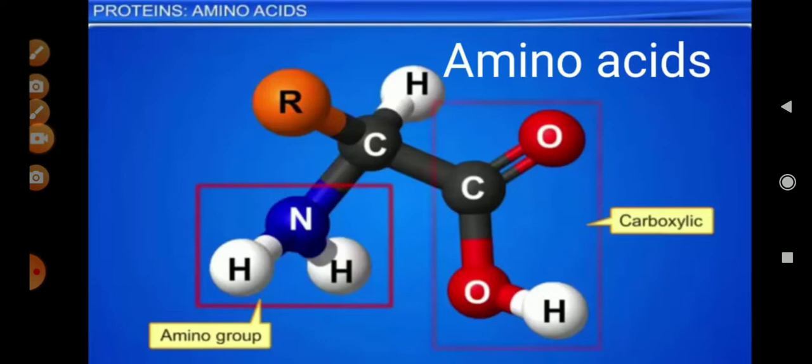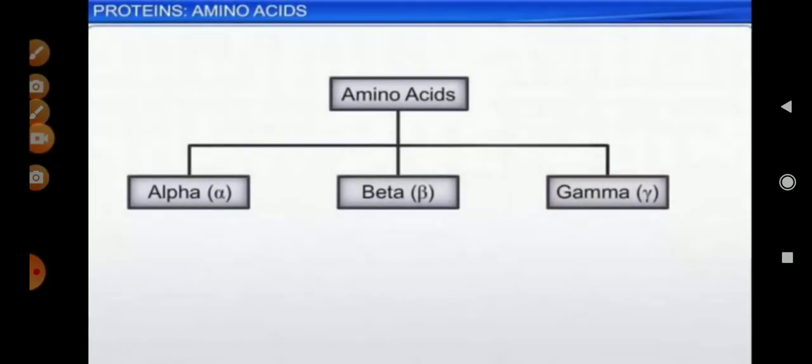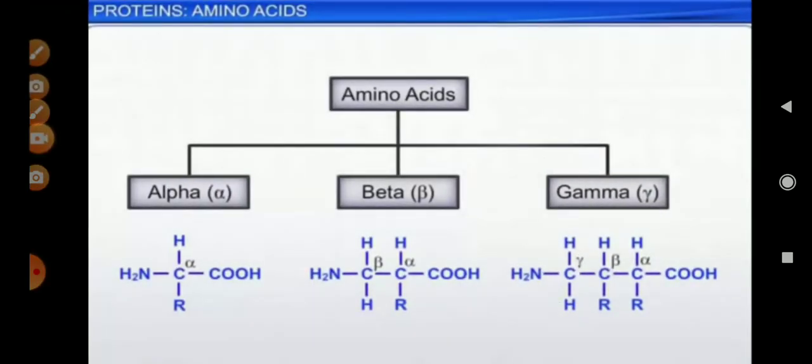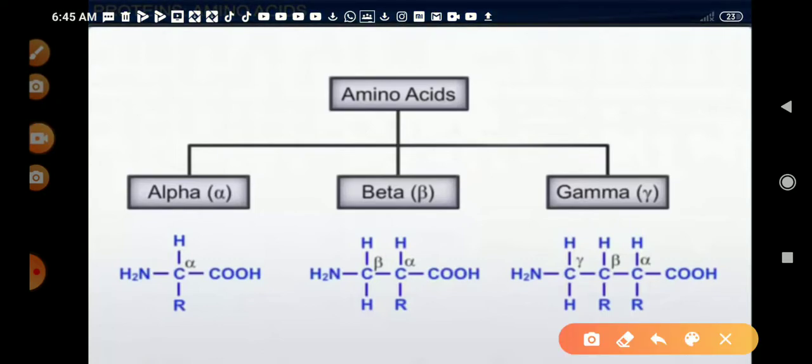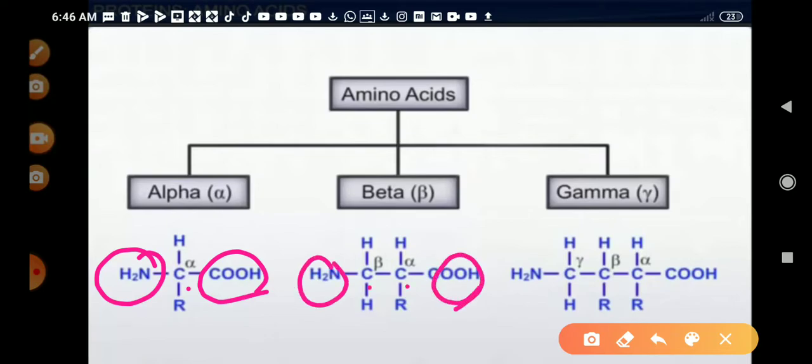Now depending upon the position of the acid group and amino group, amino acids are of the following types: alpha amino acid, beta and gamma. So let us discuss why they are called alpha, beta and gamma. If the acid group and the NH2 group are linked on the same carbon, then it is called alpha. If the acidic group and NH2 group are attached on adjacent carbons, then it is called beta.